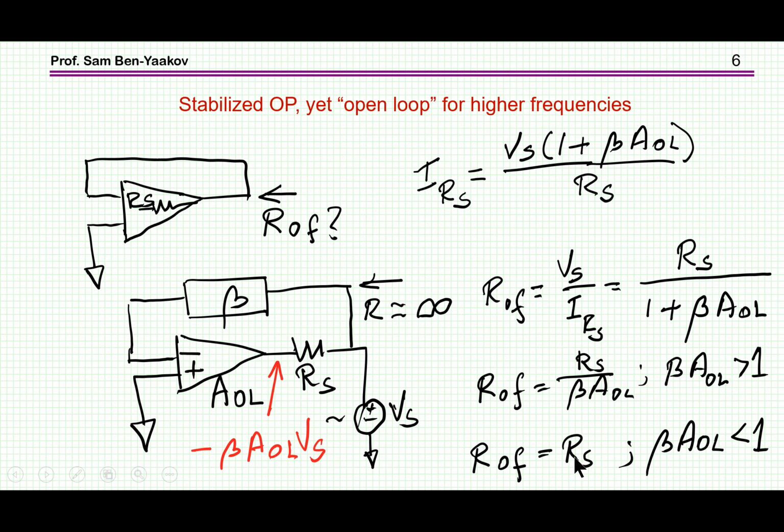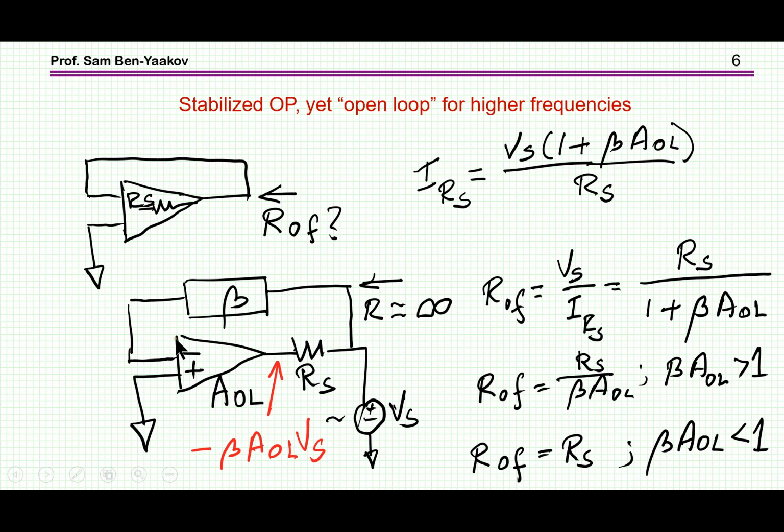However, what is interesting to us is that if beta A open loop is smaller than 1, you get in fact R sub S by itself. The reason is that beta A smaller than 1 means that there is practically no feedback. And if there is no feedback, then you get R sub S as it is.